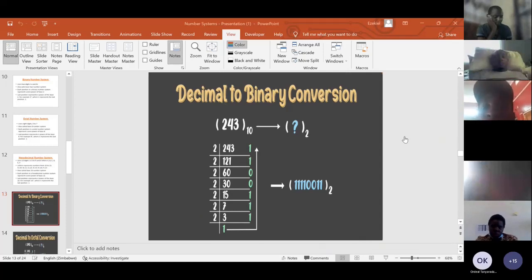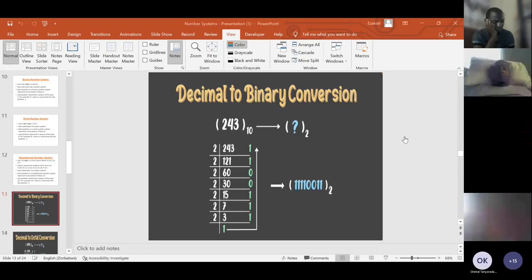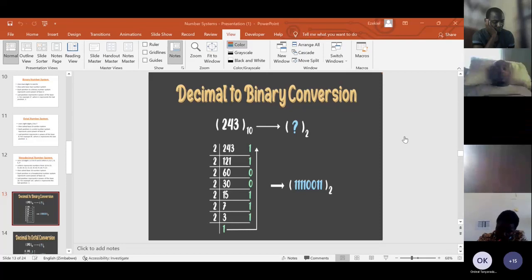So to get our binary number, which means the same as 243 base 10, we read from the last obtained remainder, which is called the most significant digit. We read from downwards upwards, and we get 1110011 base 2.